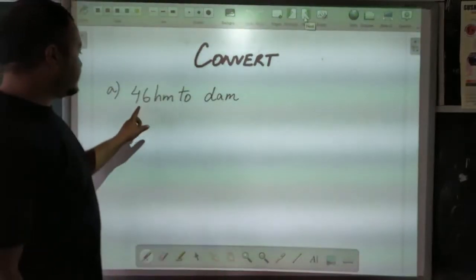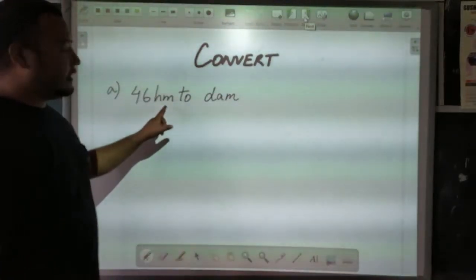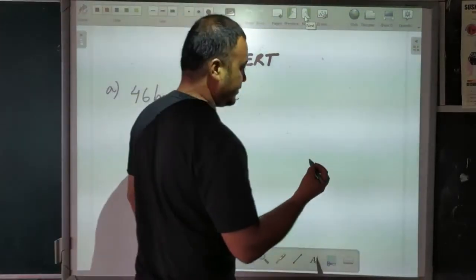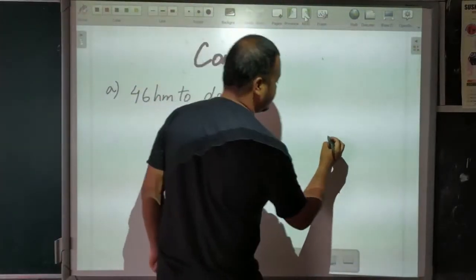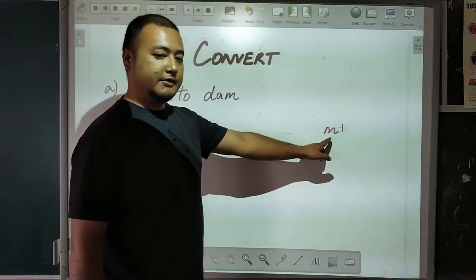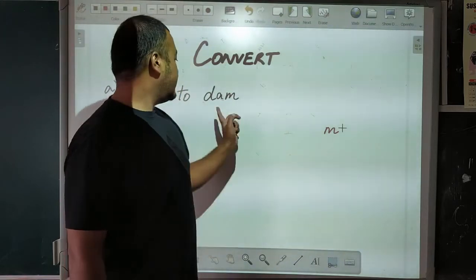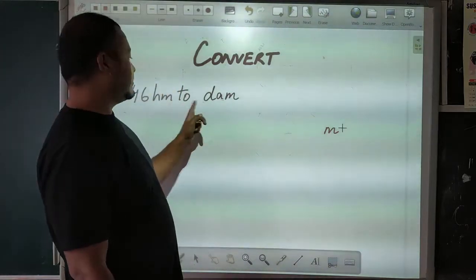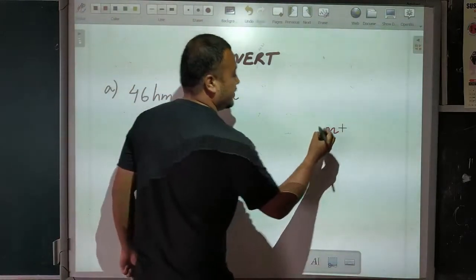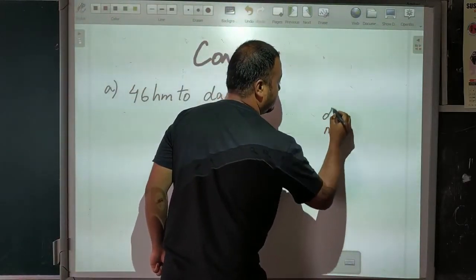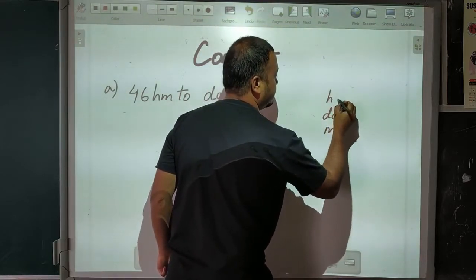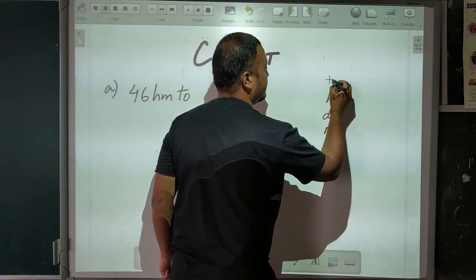So here I have the question, convert 46 hectometer to decameter. To do this, it becomes very easy if you make a chart like this. Write down the standard unit, that is the metric unit of length. We are talking of length here, meter, right? Hectometer, decameter. So meter. Now 10 meters is equal to 1 decameter. Then we have hectometer. And then we have kilometer.